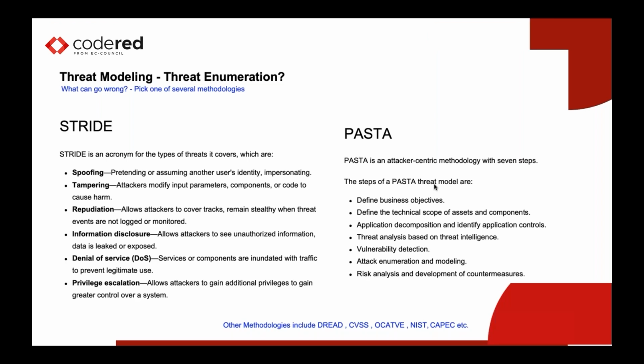Tampering is where an attacker would modify input parameters, components, or code to cause harm. It can even be physical, from a mere lockpicking activity to break into a data center, or modifying or sideloading some of the DLLs or libraries, like what we saw during the SolarWinds attack.